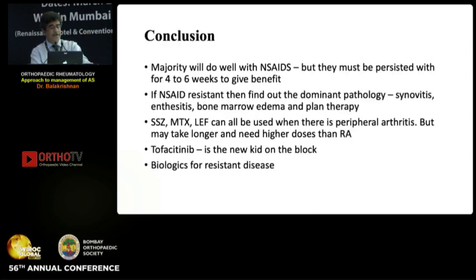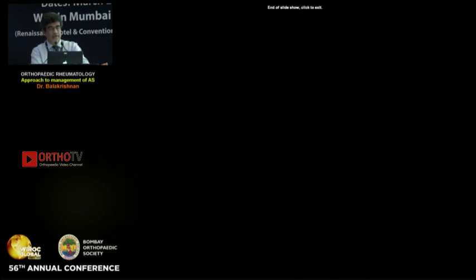So the majority do well with NSAIDs, but they must be persisted with for 4 to 6 weeks. If resistant, find out what the dominant pathology the patient has: synovitis, enthesitis, or bone marrow edema, and then plan your therapy. Disease-modifying agents can all be used when there is peripheral arthritis, but may take longer and need higher doses than in rheumatoid. Tofacitinib is a new kid on the block which we are using, and biologics for resistant disease.